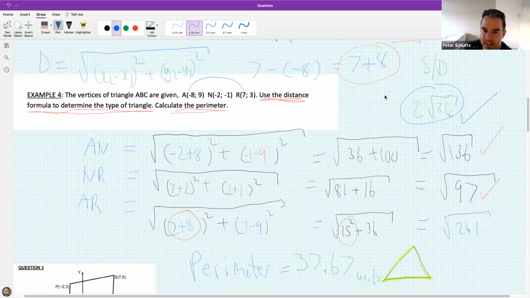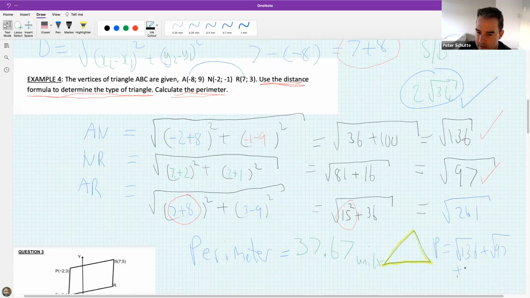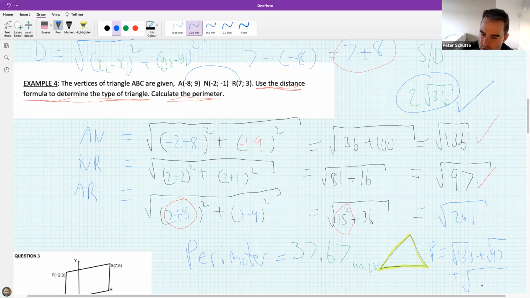But in this case, Amakle is asked, how do we get the perimeter? To find the perimeter, all I did was I added up the length of the sides. So I went square root 136 plus square root 97 plus square root 261. You can kind of imagine like the one side's length is that, one side's length is that. Okay, I should have probably made the biggest one square root 261, but you get the idea. So I'm just adding up the lengths.